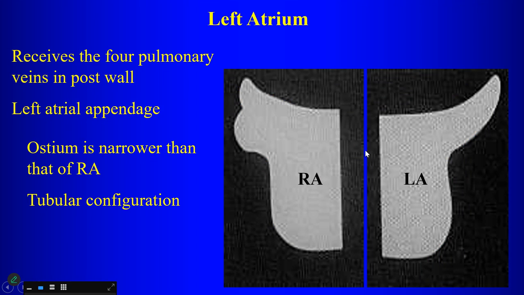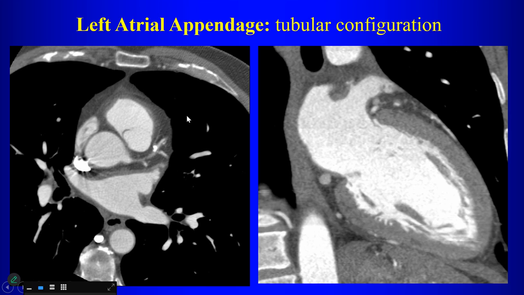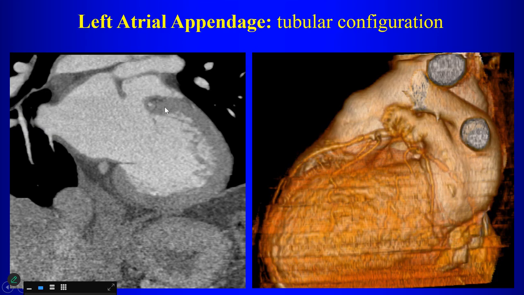The left atrium, normally it receives the pulmonary veins, but the most important difference is that narrow ostium for the left atrium, and that's why the left atrial appendage is the common location where you get clots when you have atrial fibrillation. When we look at the left atrial appendage, we see that it's tubular and has a narrow ostium. Here it is on the axial view, and that's a major difference in morphology between the left atrium and the right atrium. It's another nice two-chamber view showing you the shape, and then on this volume render view, the shape of that left atrial appendage.